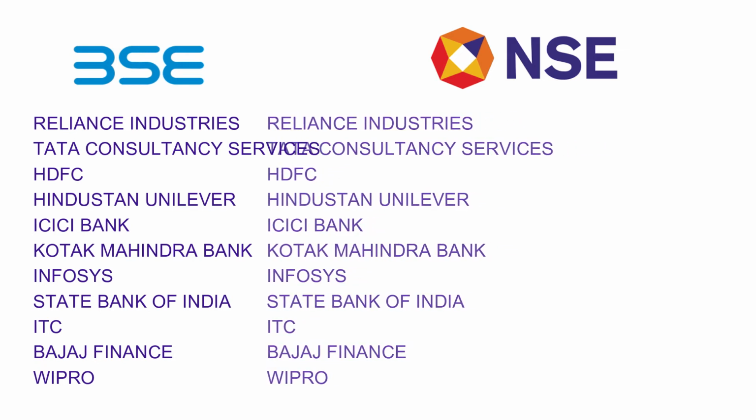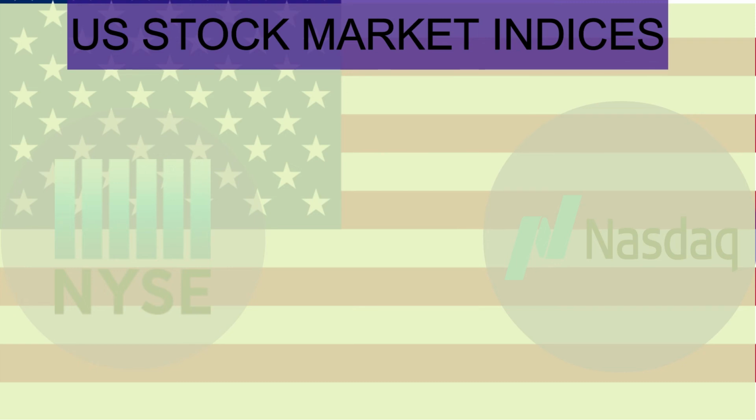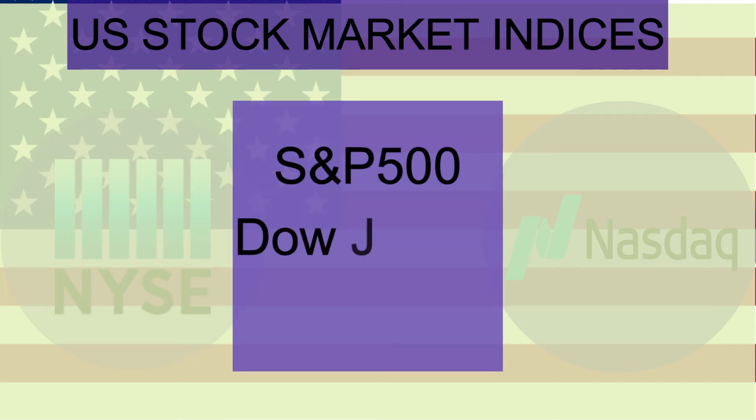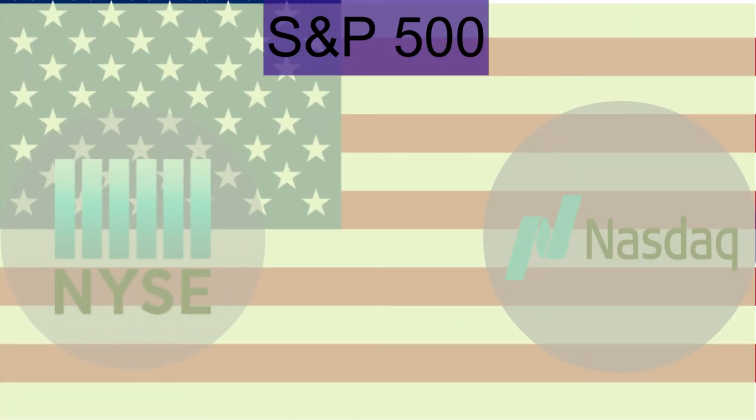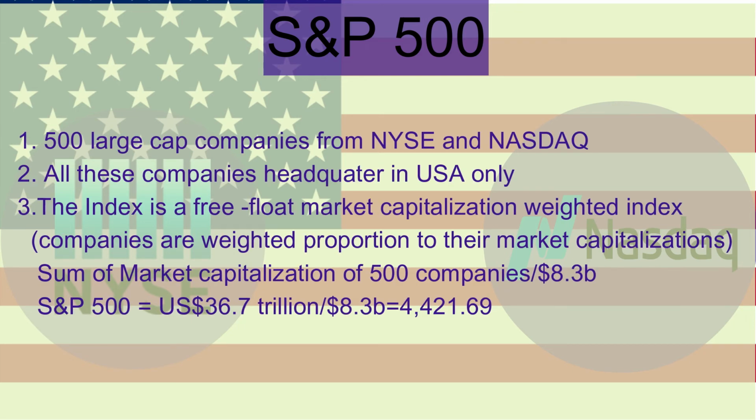Now coming to the indices. As I told you earlier, there are three major indices in the US stock market. One is the S&P 500, one is the DJ or Dow Jones Industrial Average, and one is the NASDAQ Composite or simply NASDAQ. Let's talk about the S&P 500 first. The S&P 500 index consists of 500 large cap companies from the NYSE and NASDAQ stock exchanges, and all these companies are headquartered in the USA, not outside the USA.